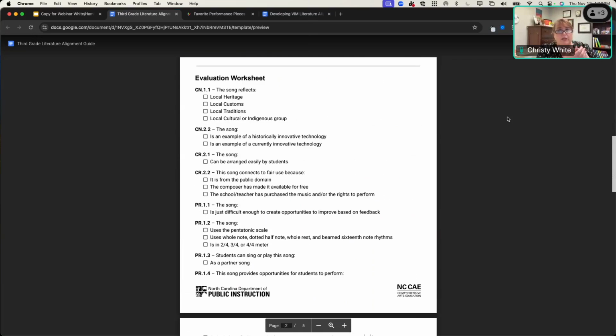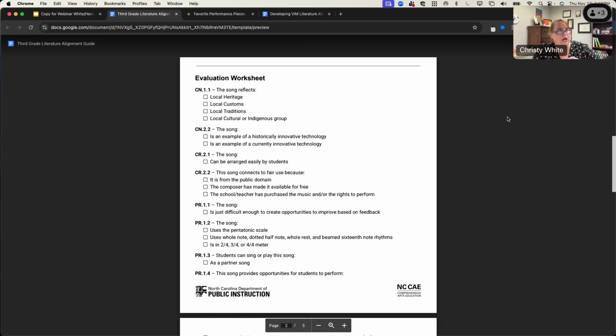When you look at 2.2, we're talking about innovative technologies, whether it's a current technology or historically innovative, which means it might not be a computer. It might be a tape deck. That was historically innovative back in the day. It might be a harpsichord. That was innovative back in the day, right? 2.1, we're talking about arranging by changing elements of songs. 2.2, third grade focuses on fair use. In PR 1.1, we're talking about whether they can improve based on feedback.